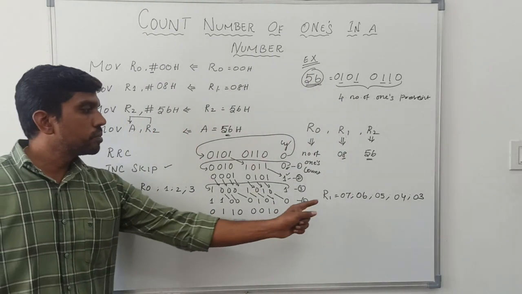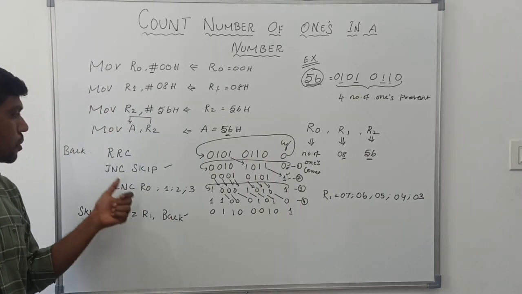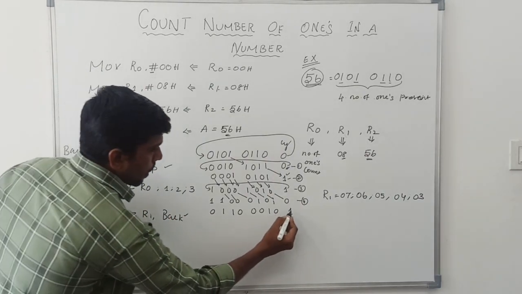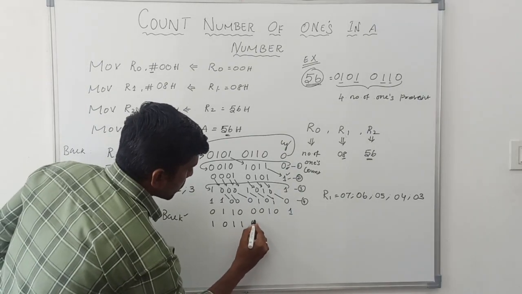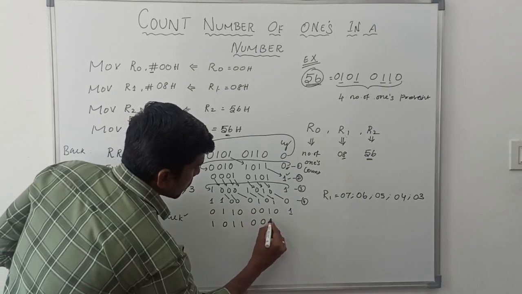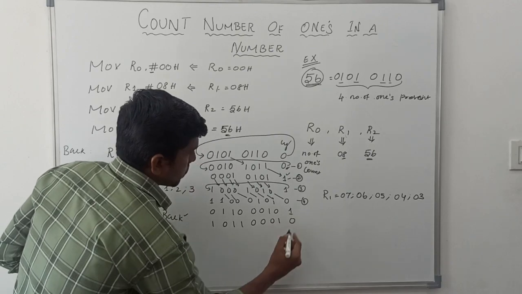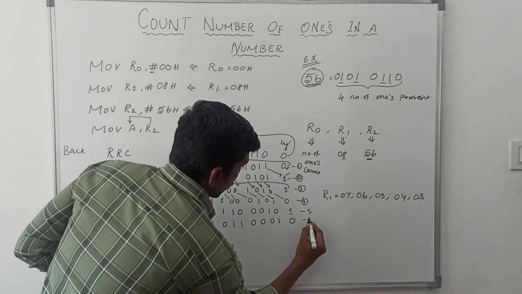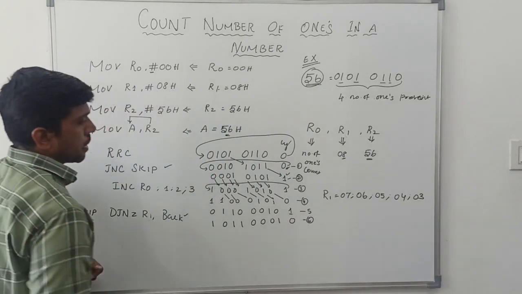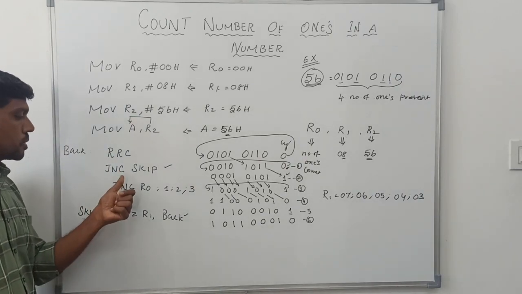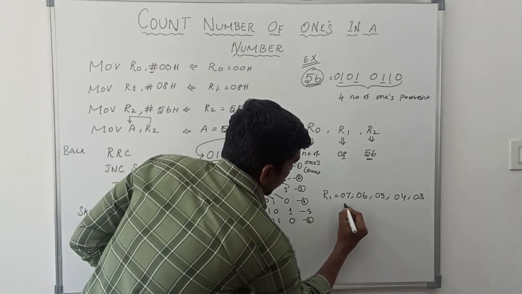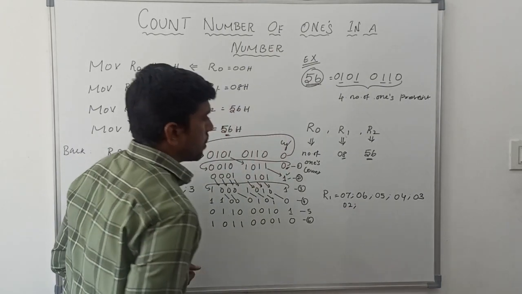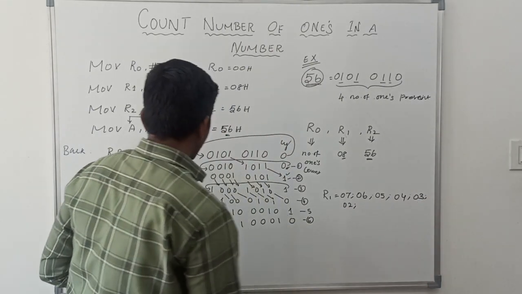Now also R1 is not 0. It goes to RRC. 1 0 1 1 0 0 0 1 0. So after the sixth rotation, the carry value is 0. The condition is true. It goes to here. Decrement the R1 content. So after decrement, the content is 02.